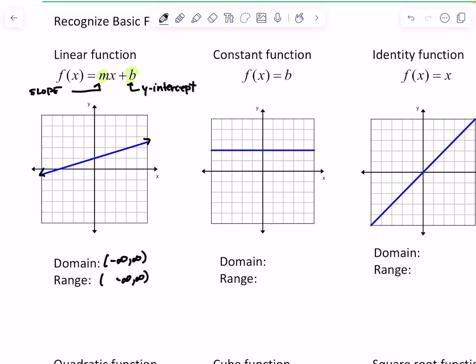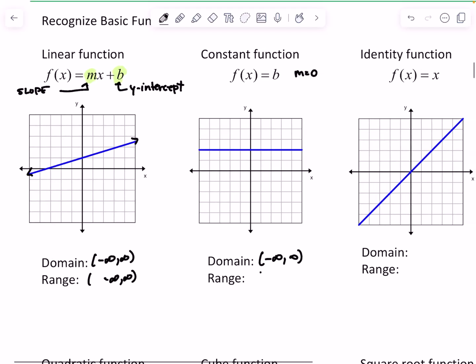A very specific case of the linear function is the constant function f of x equals b, and that is where the slope is 0. So we have an m value of 0 here, and it's a horizontal line crossing through, again, the y-intercept of b. And here we also see that the domain is negative infinity to infinity, but the range is very, very different. Here the only y value that we hit is b, so that means that our range is just the value b. So similar to the linear function, but with a really distinct range.